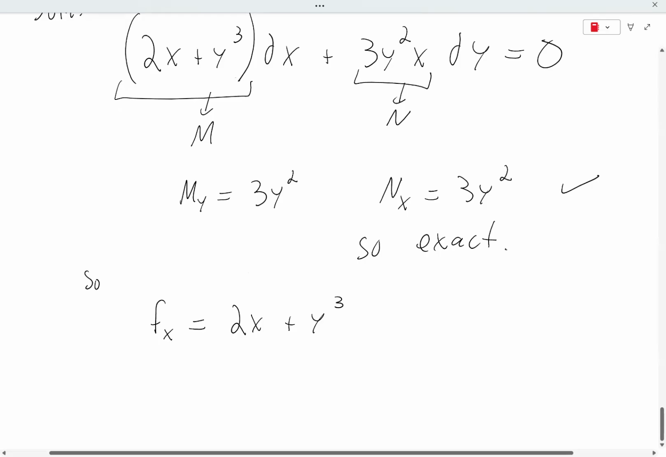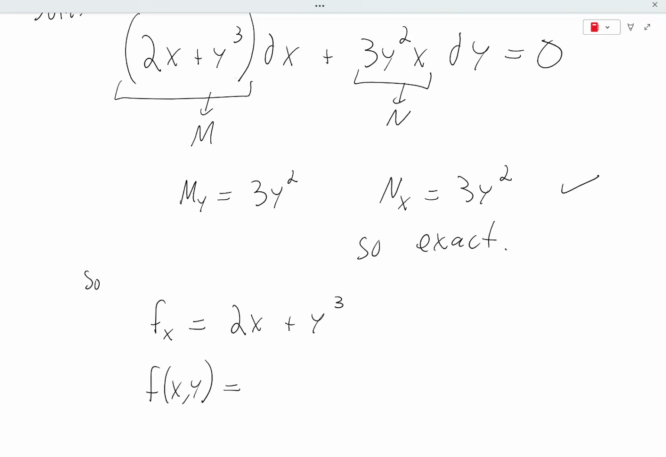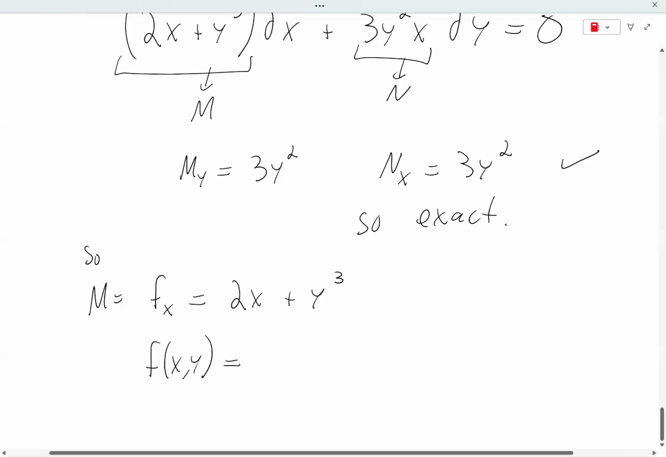Because that's the M. Now what you do here then, you want to take an antiderivative of this, right? We're trying to recover the f of x, y here. So you take an antiderivative, and we're looking for a function of x and y, like this. So basically M here is equal to f sub x. Now f of x, y would be what? Imagine taking the antiderivative, pretending you took the partial with respect to x. If you treat y like a constant, how would the antiderivative go here? x squared.